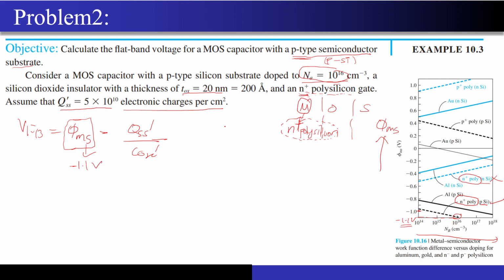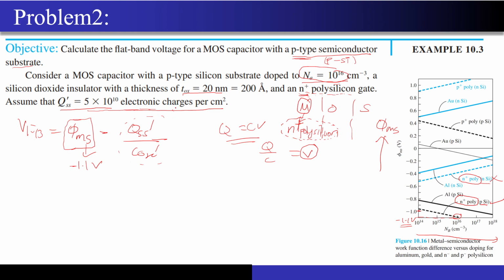Now what is this QSS dash? See, these are the charges. Q is nothing but the CV, right? So the moment I divide the Q by C, it should come out to be the units of voltage, right? But for this QSS dash, they are not giving the charge. They are given 5 into 10 to the power 10 electronic charges per centimeter square. This is not coulomb. This is charges, right?